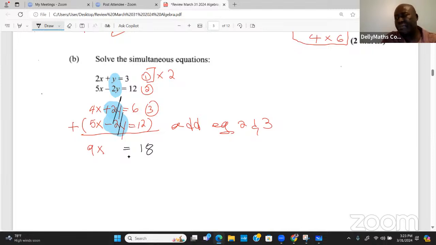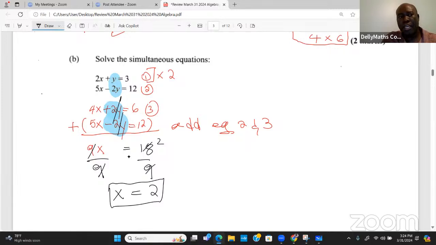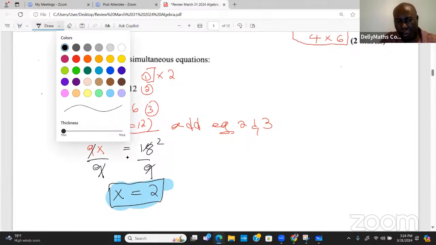So my intention is to find a value for x. So what I'm going to do, I will be dividing by 9, dividing by 9. So you could see here that x is equal to 18 divided by 9, that's 2. Right there. So I have a value for x. Now, this value that I have for x, here, I am able to now utilize this in an effort to solve for y.